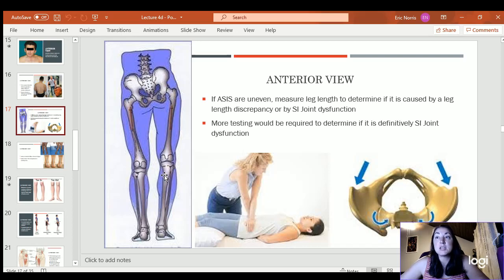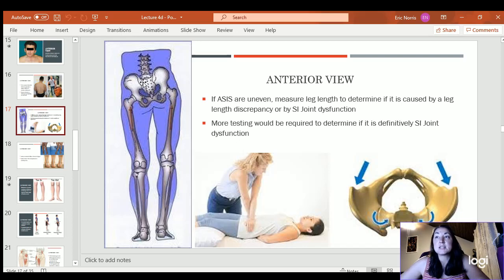As you can see, the knee, the crease in the back part of the knee, or even the patella in the front, will be uneven. It'll be lower on one side. The greater trochanters will be uneven. The iliac crest will be uneven. The ASIS will be uneven.